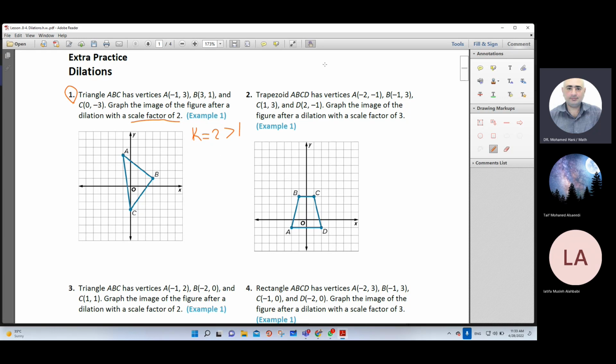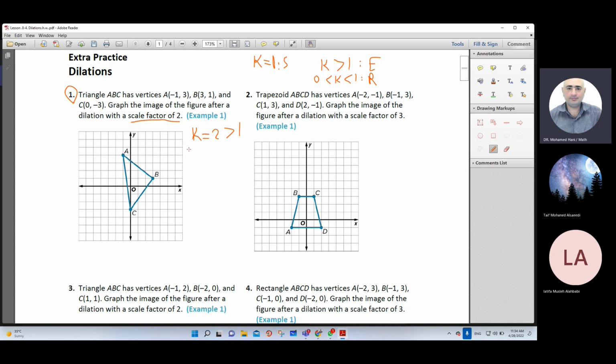Right. As you remember from the previous lesson, when we have k greater than 1, it means we have an enlargement. When we have k greater than 0 and less than 1, between 0 and 1, it means we have a reduction. And when we have k equal to 1, it means the same size. And you know dilation, right.